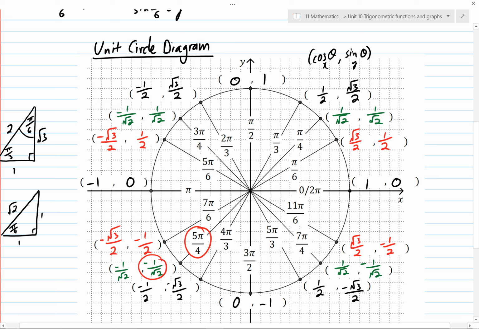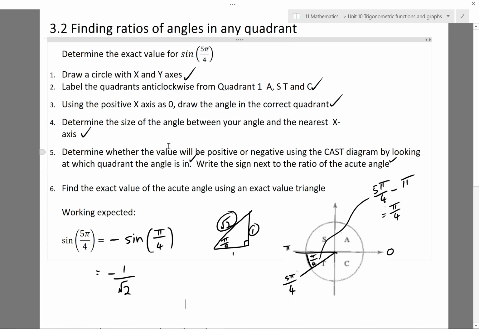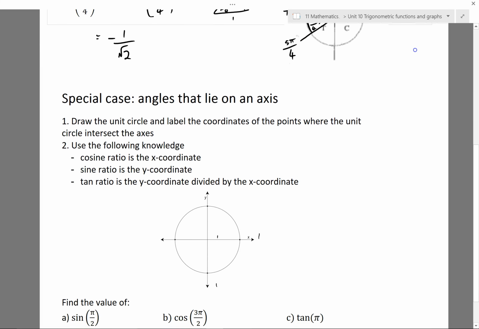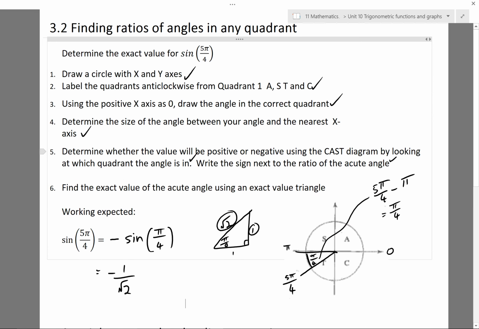And what we really did in that process was think, all right, 5 pi on 4, I know it's going to be negative because I'm in this quadrant where all the y coordinates are negative, and I know it's going to have the same ratio as pi on 4. So all we've really done in that process on the next page is take this 1 on root 2 and make it negative because 5 pi on 4 is down in this quadrant. That's all it is. So now you have the skill so that when you're walking down the street and someone asks you what's cosine of 11 pi on 6, you can just draw your diagrams and go ahead and do it.